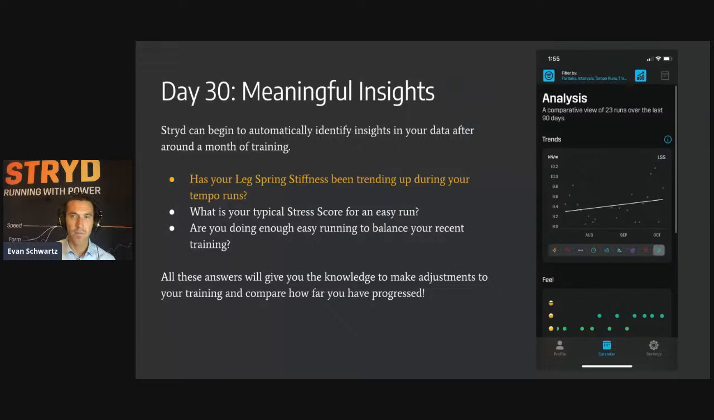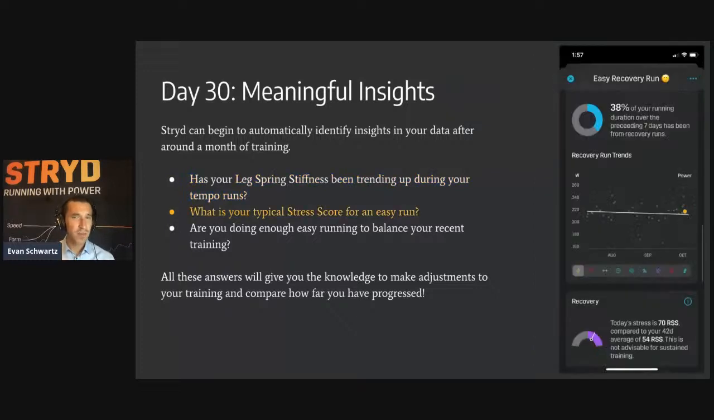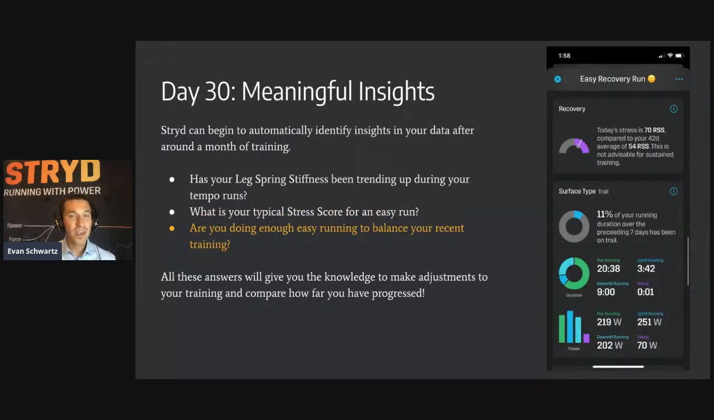Let's see, what's the typical stress score for an easy run? I can see exactly that. If I go to my regular post-run reporting, I tag my run, I can look at my recovery run trends for the last 90 days. I can see things like 38% of my running duration over the preceding 7 days has been from recovery runs. And I can also see the average stress and my stress trend for recovery runs over the last 90 days as well. And am I doing enough easy running to balance my recent training?